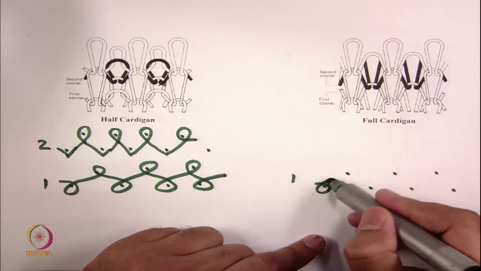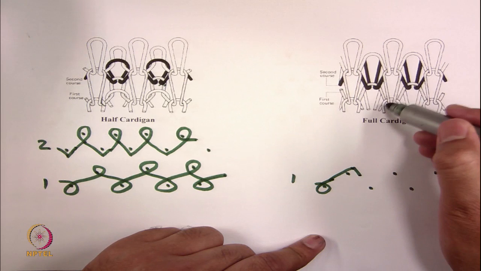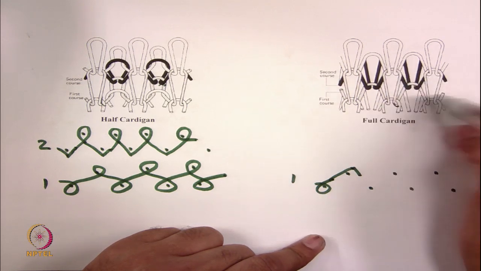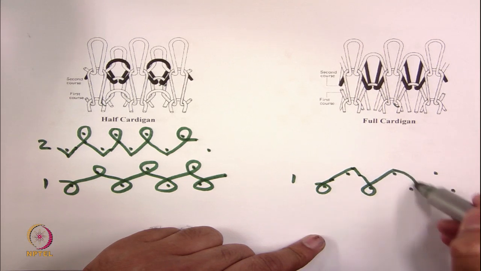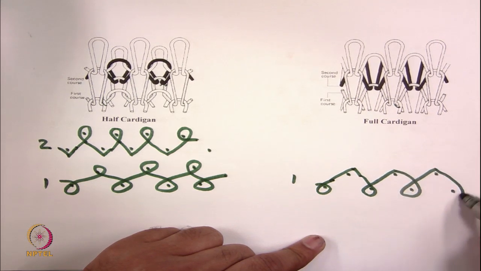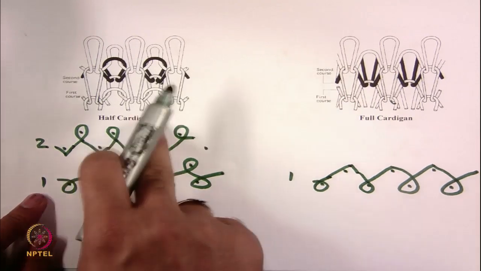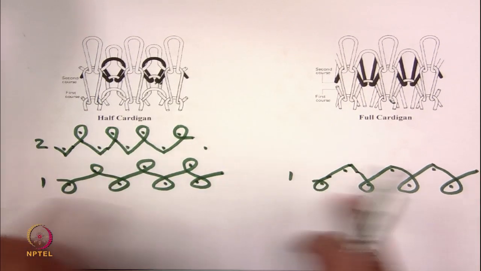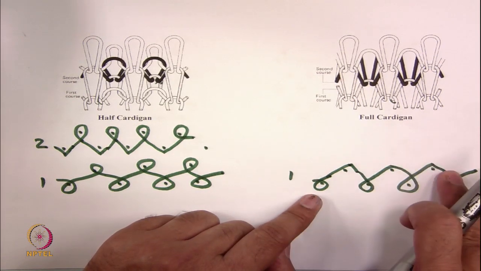Okay. So this is tuck. Then if you go for the third loop in the course, this is making technical front, then tuck, technical front, then tuck, technical front. So this is how it is doing. So in half cardigan both loops, but in full cardigan one is making loop, other is making tuck.